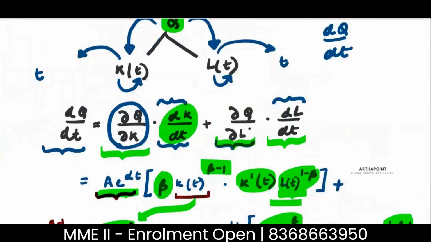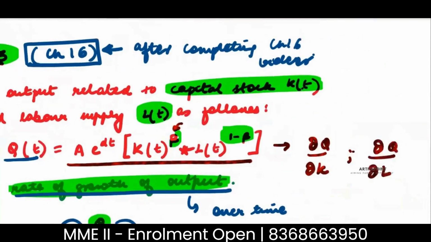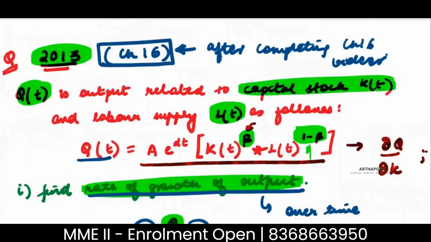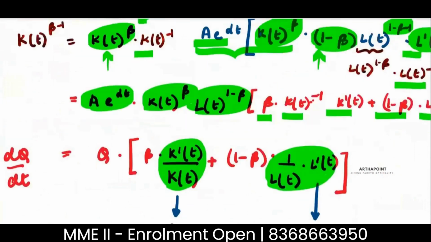So this is very, very simple. We are just trying to differentiate this function with respect to capital and labor. When I differentiate it with respect to capital, I take the power of beta down and reduce it by 1. And then when I differentiate with respect to labor, I get this power down and reduce it by 1. So I have been able to get this.